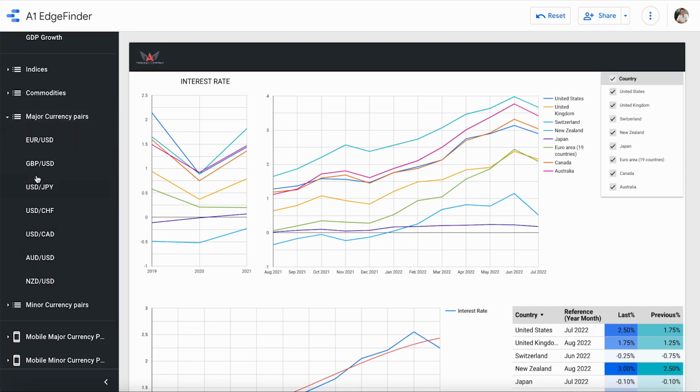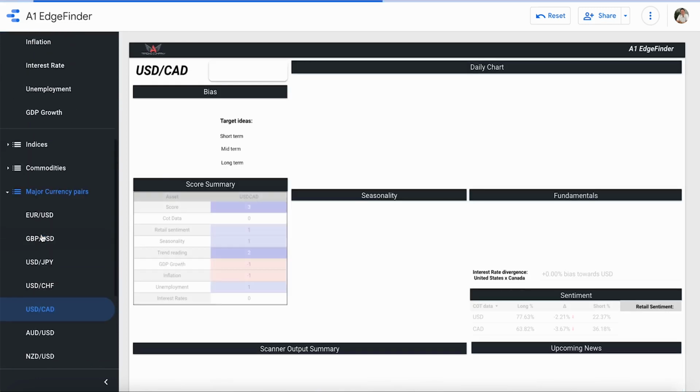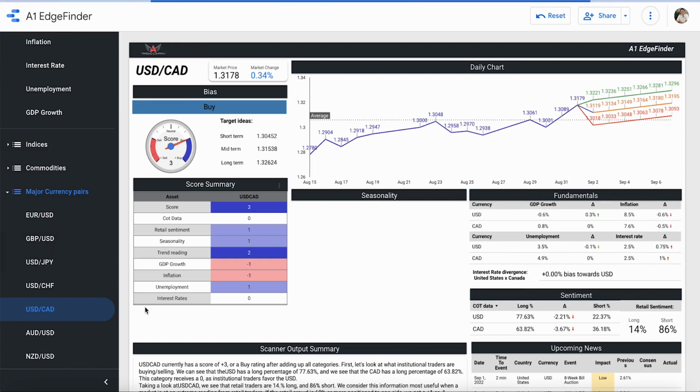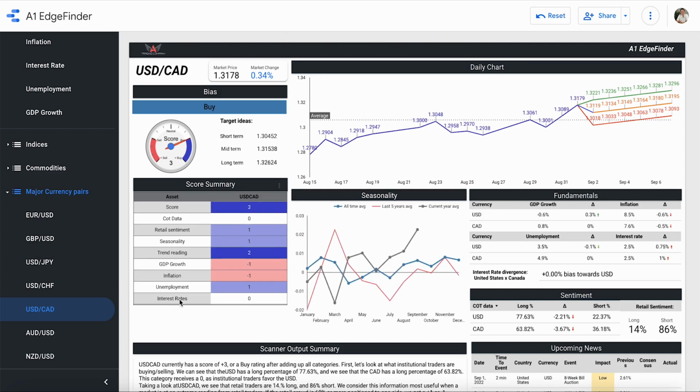So if I take a random currency pair, let's say USD CAD, we see that interest rates gets a score. This may not have been a great one to pick because our interest rate score here is 0. So why don't we pick another one just because it's 0? Well, I'll go ahead and show you this one and another one as well.